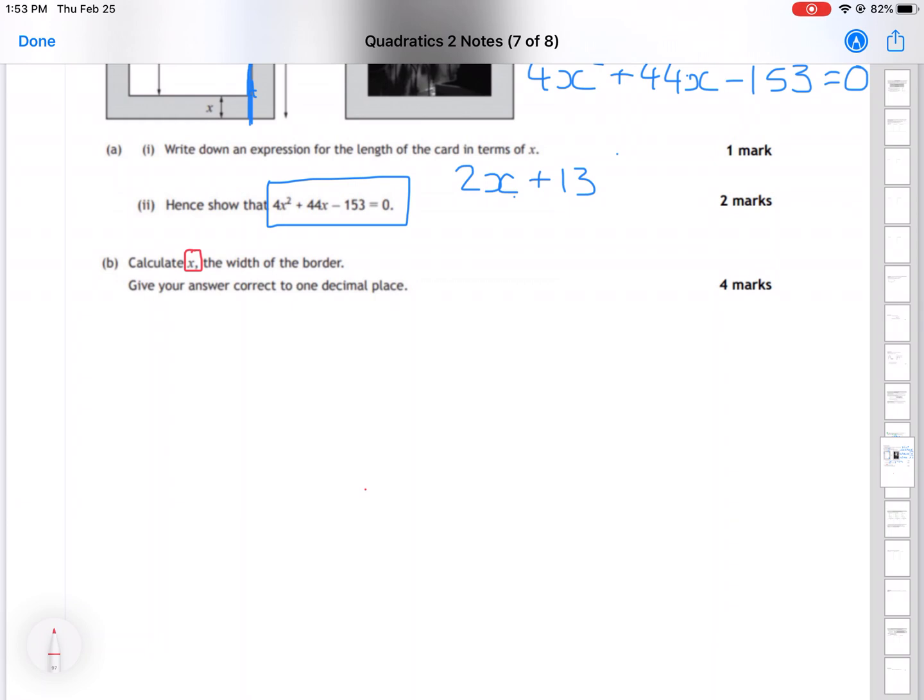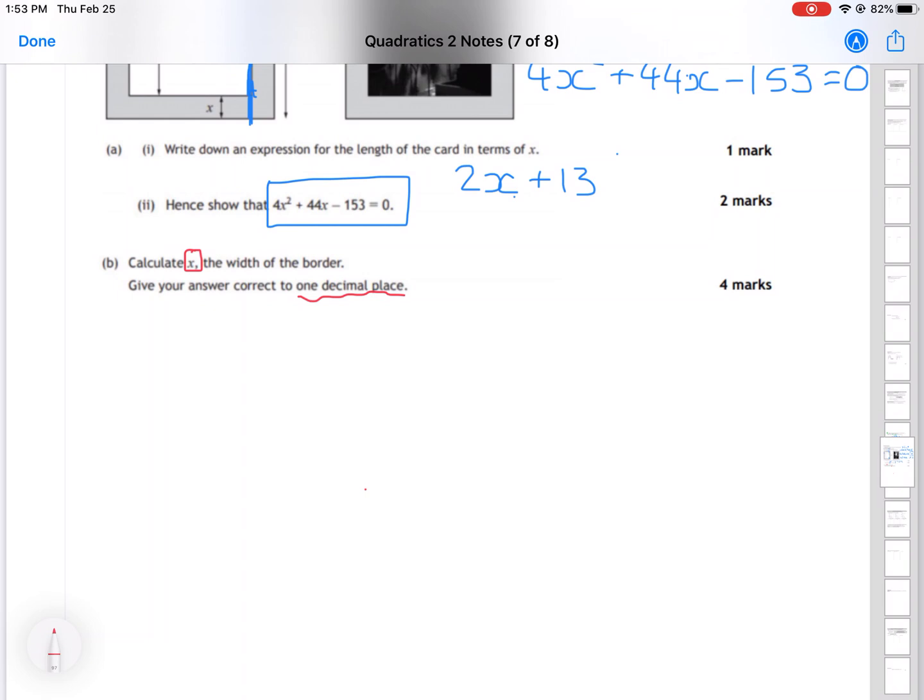So you could try and factorise this expression, 4x squared plus 44x minus 153. You'll realise it doesn't factorise, but also you're asked for it to 1 decimal place. So we know then that we have to use the quadratic formula.